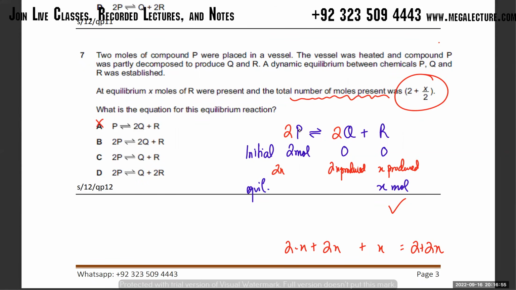2X moles over here will react. So your final moles will be 2 minus 2X over here. You had 2 moles and 2X reacted, so you're left with 2 minus 2X. You had 0 moles and 2X moles got produced, so you have an extra 2X moles now. And again, if you add up the moles of this and this and this, the total moles will not come out to be 2 plus X by 2. So that means B is not the right option.